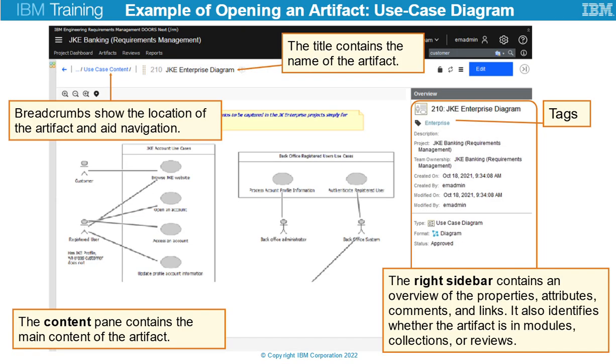You can see more details about an artifact when you open it. To open an artifact, click it. You can open artifacts from many places, including dashboards, the Artifacts page, search results, modules, and collections.